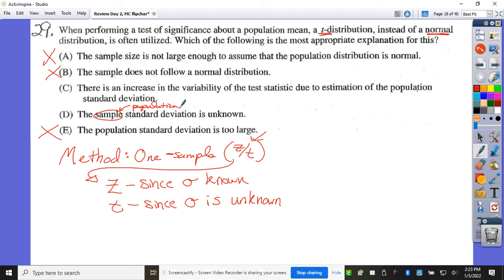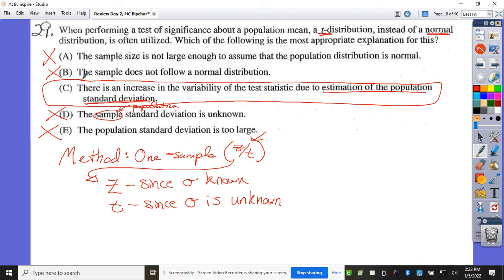And that's not what that one says. C, now this beginning part, we don't talk about that as much in this class. But did we have to estimate sigma? Yes, by using S, because there might be error, which means there might be an increase in the variability of the test statistic. And I think the wording of the question itself might make some people think they just don't know what's supposed to be there.